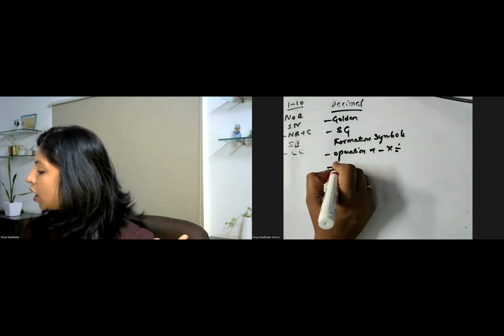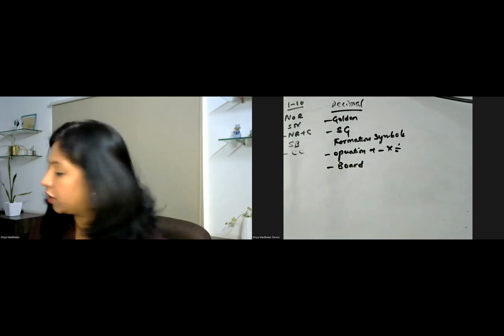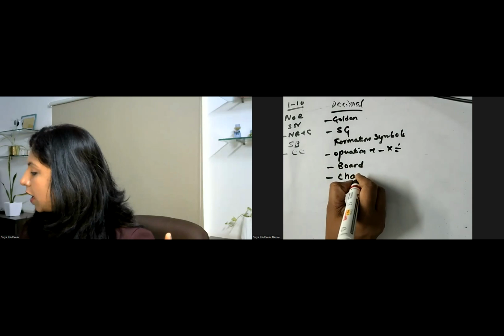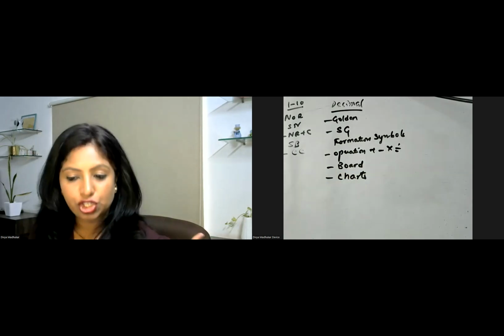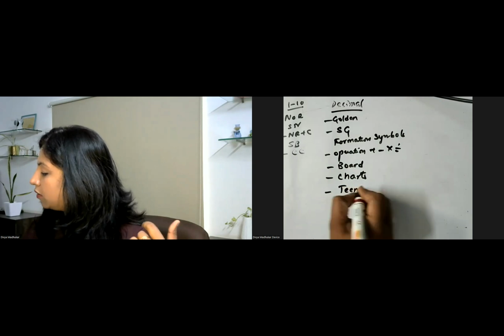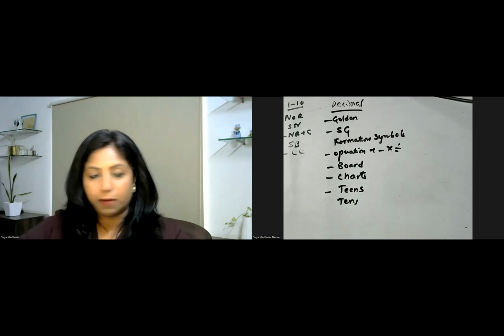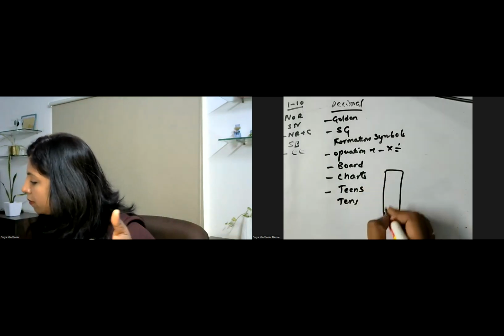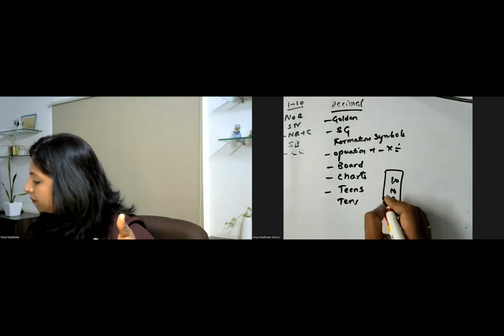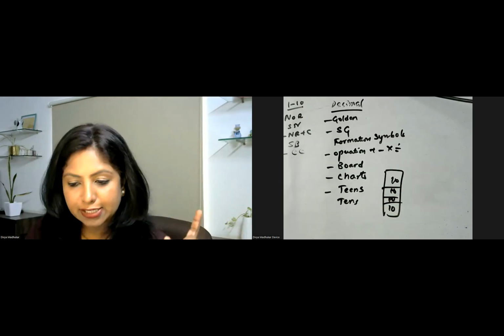Then we saw our boards: addition board, subtraction board, multiplication board, division board. We also saw addition, subtraction, multiplication charts. Then we also saw our teens board, tens board. Yesterday we saw one board, right? A longer one, which looked like this. You remember? 10, 10, 10, 10. So that was our teens board, tens board.